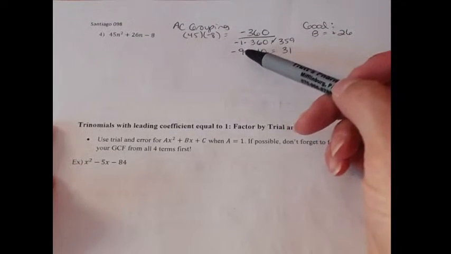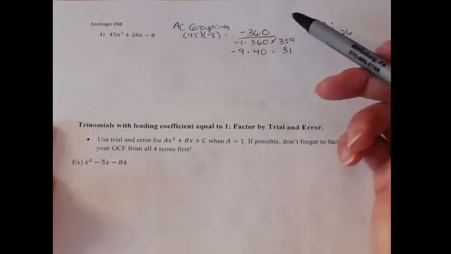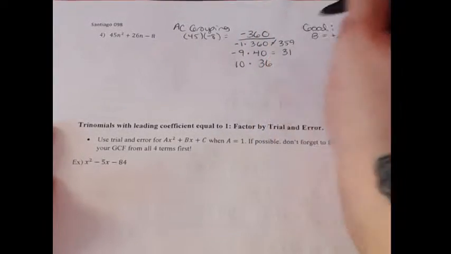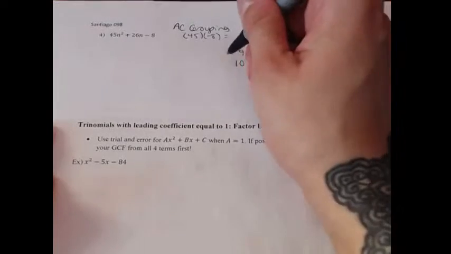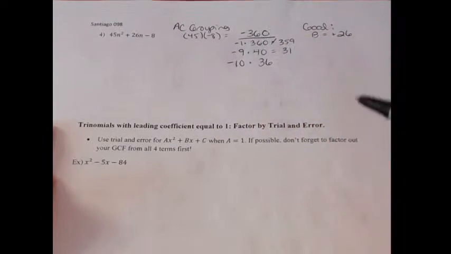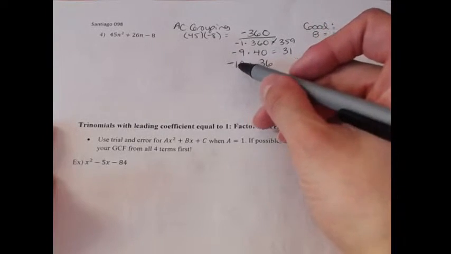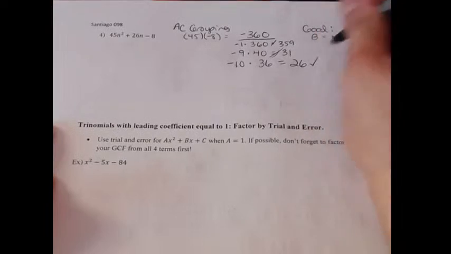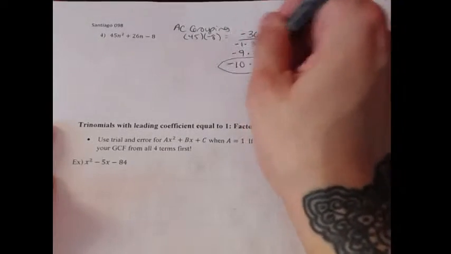If I do the math, I notice that after 9, 360 is definitely divisible by 10. So 10 times 36, but keep in mind one of these has to be a negative and it'll be the smaller number. Negative 10 times 36 is negative 360, and then negative 10 plus 36 is a positive 26. So the one we were looking for is right here.